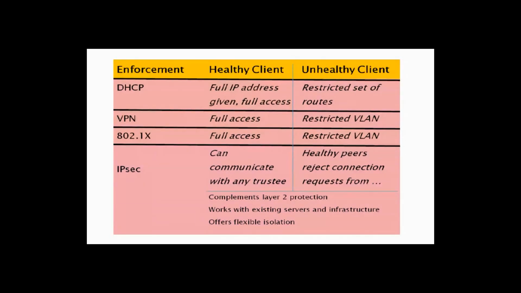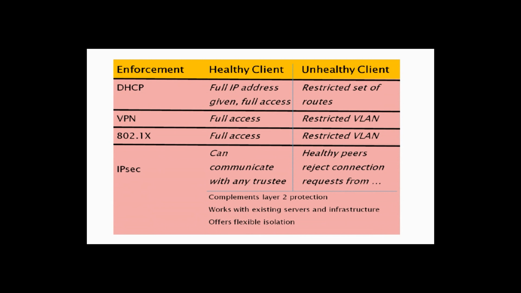So with DHCP, if a client with a healthy report comes, the DHCP will give it an IP address with full access. If it's an unhealthy client, then it will be given a restricted IP address with a restricted set of routes and restricted access as well. With the VPN, if they are a healthy client, they can get full access to all the servers inside the local network. Otherwise, it will be restricted VLANs.